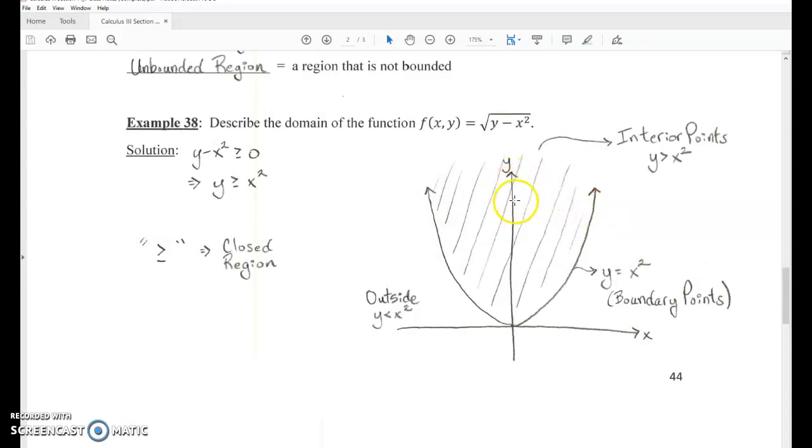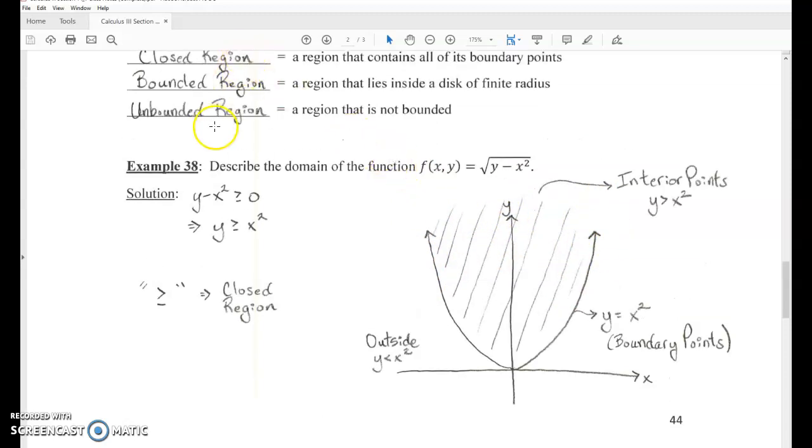It's not a bounded region, so this is a closed, unbounded region because this goes off to infinity in this direction. But it is closed because it contains all of its boundary points. So the interior points are where y is greater than x squared. Any point where y is greater than x squared is an interior point.